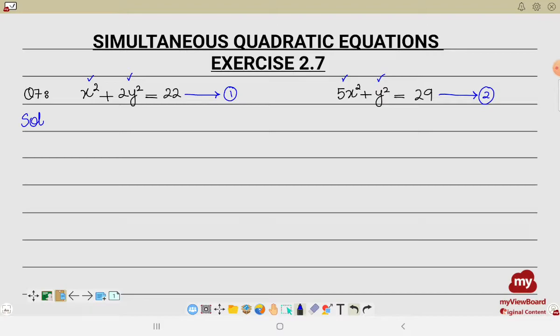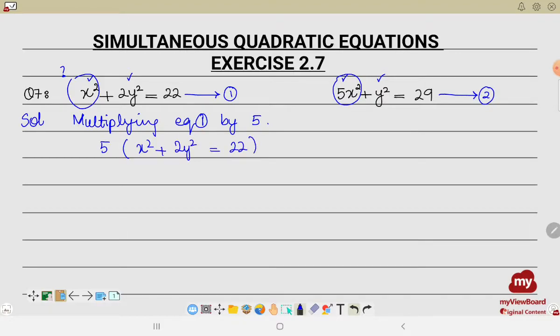In order to make the terms the same, we are going to multiply one equation by a certain number. Let's make 5x square here and also 5x square here. For having 5x square here, we are going to multiply the first equation by 5. So we'll write multiplying equation 1 by 5. Multiplying the equation means we multiply each term of the equation by 5. So it is 5x square, 10y square, and here we have 110. This is going to be our equation number 3.